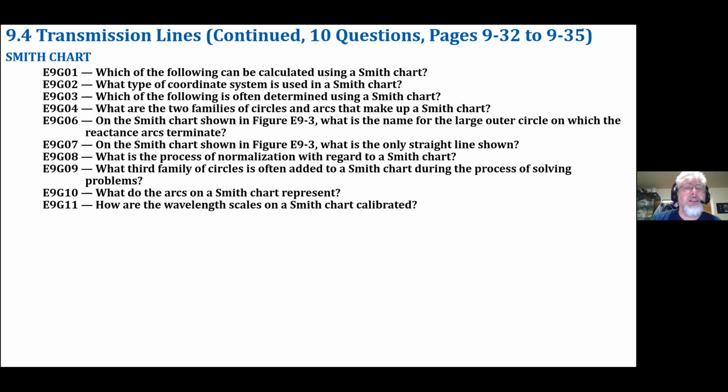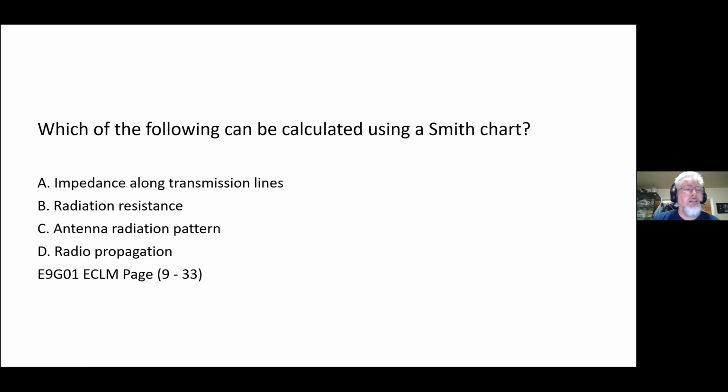Transmission lines continued. Smith charts, 10 questions. Which of the following can be calculated using a Smith chart? A, impedance along transmission lines. B, radiation resistance. C, antenna radiation pattern. Or D, radio propagation. Alpha. Alpha is correct. The impedance along transmission lines.